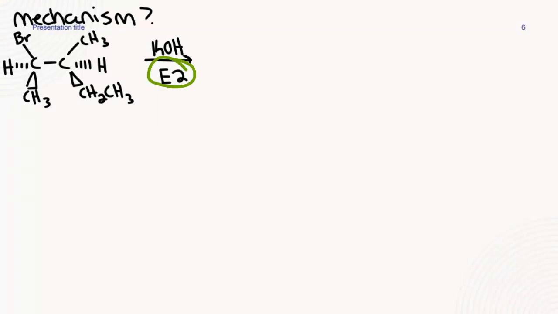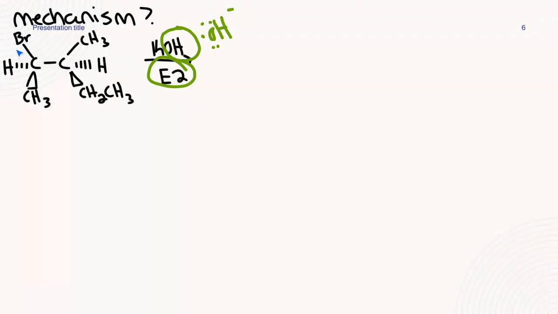Now we have E2 again. The base is non-bulky. Okay, so remember the stipulation for E2, that the hydrogen, the beta hydrogen, and the leaving group have to be anticoplanar to have E2. So right now, this is not anticoplanar.